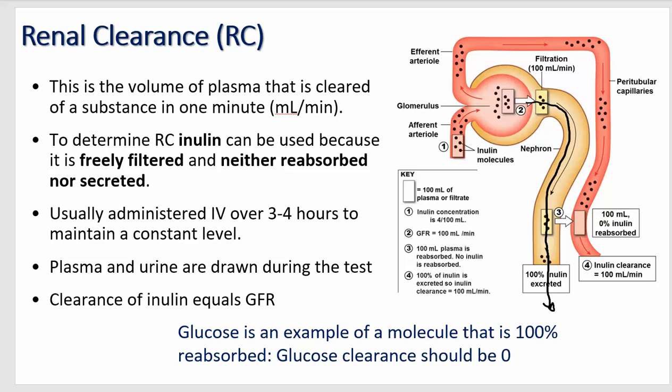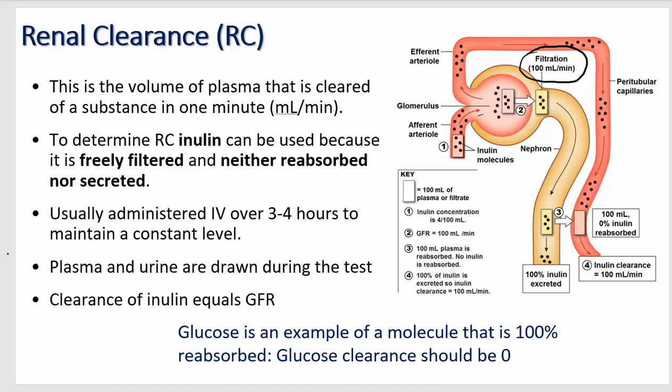So if we watch this and we move through, let's see, at filtration we have 100 milliliters per minute, so that's how quickly the inulin moves. What we've done is administer this IV over 3 to 4 hours to maintain that constant level, and then we just draw samples of the plasma, the blood, and the urine to see what's going on. And so we can say, okay, it moved through here, this is how much was filtered, and 100 milliliters per minute is moving through, so that's our filtration rate right there.